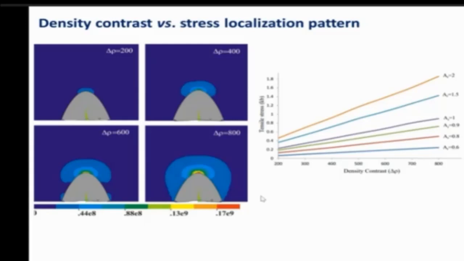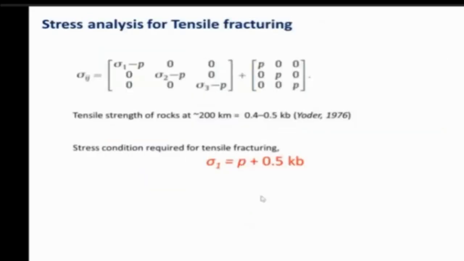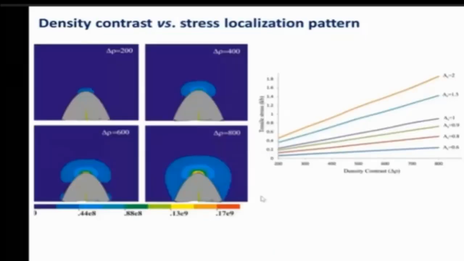So as you can see, when the density contrast is 200, the tensile stress localization occurs at the places that are intuitive. But with an increase of the density contrast, say from 200 to 400 to 600 to 800, it continuously increases the generation of tensile stress at the tip of a magma chamber. So if you connect this result with the theoretical understanding, it becomes clear that a particular density is necessary to generate a particular amount of tensile stress at the magma chamber tip, so that it can exceed the tensile strength of the country rock. And unless the tensile stress developed in the vicinity of the magma chamber exceeds the tensile strength, there will certainly be no development of the tensile crack.